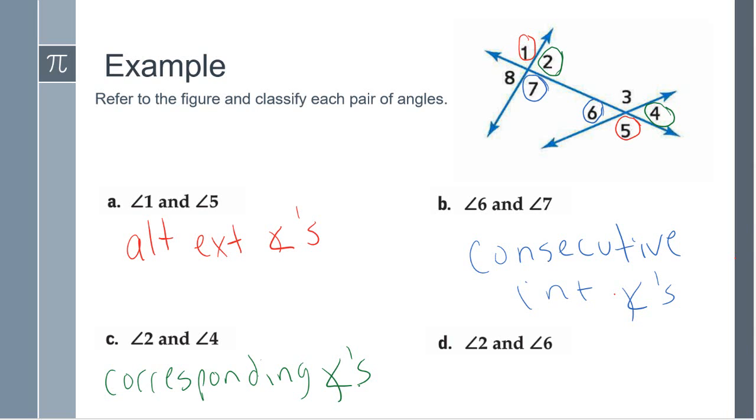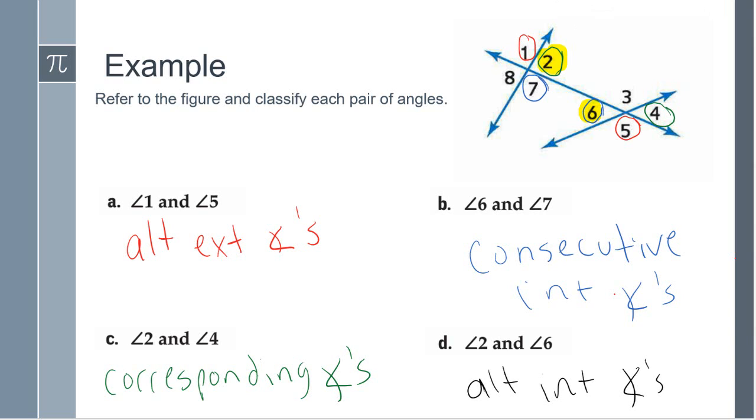And we've already used 2 and 6, so I'm going to go with the highlighted color. I don't know if it's going to be overwhelming. So 2 and 6, right? So these guys. So 2 and 6, they're both, again, in the interior, right? They're inside of those lines. And then they're on opposite sides of that transversal, right? Or on alternate sides of the transversal. So we know, real quickly, right? They're alternate interior angles, right? They're the opposite of what number A was.